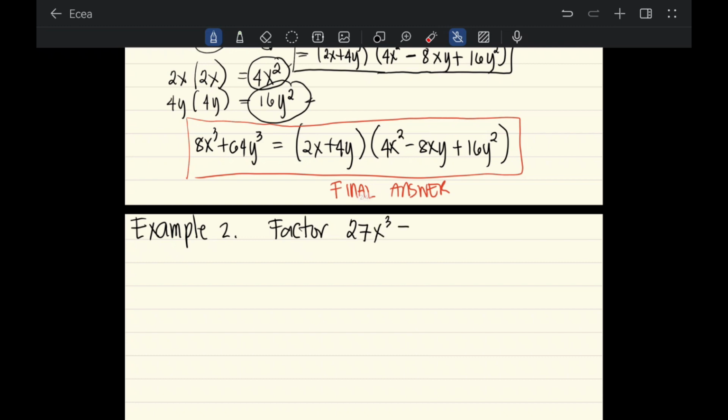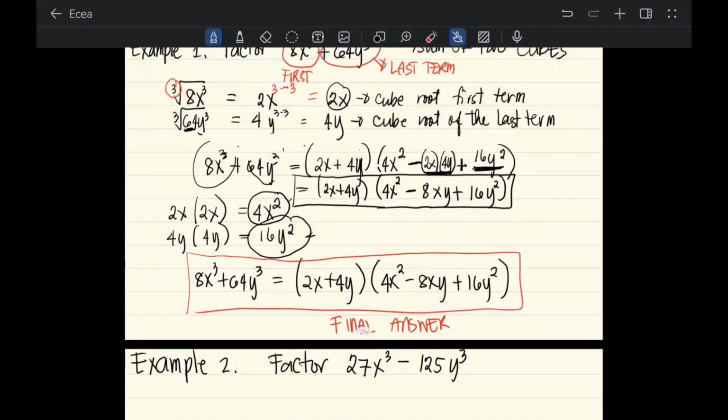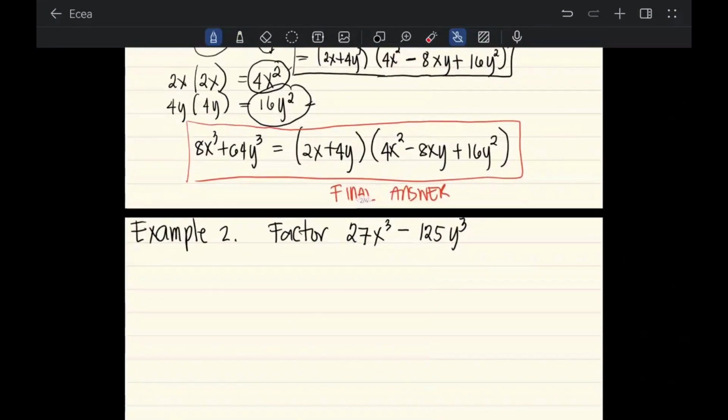27x cubed minus 125y cubed. Step 1. Step 1, get the cube root of the first and last term. So, cube root ni first and last term. The cube root of 27x cubed is equal to 3x. Why? 3 times 3 times 3. 3 times 3, that is 9 times 3, that is 27. So, therefore, the cube root of 27 is 3.